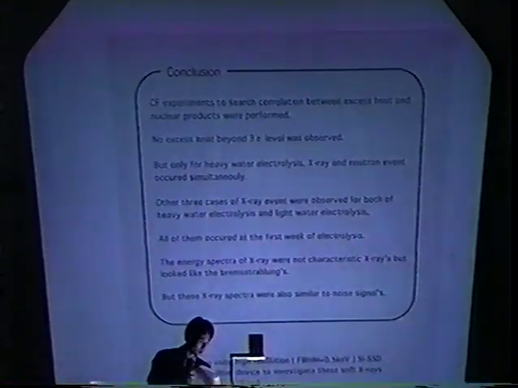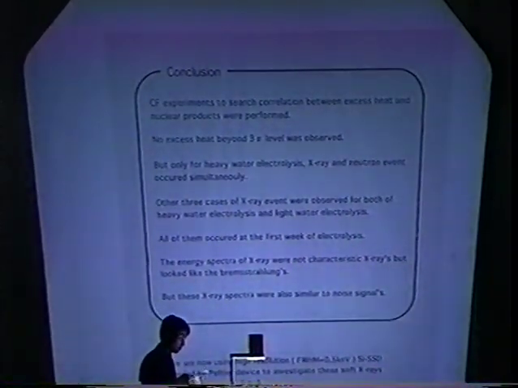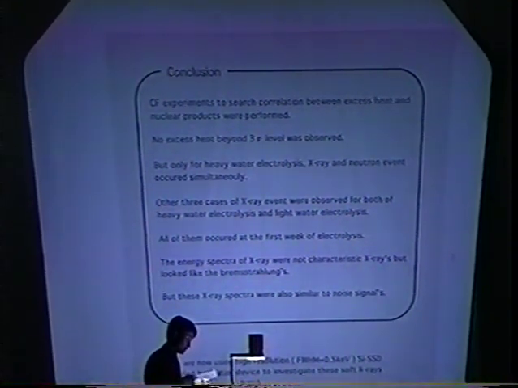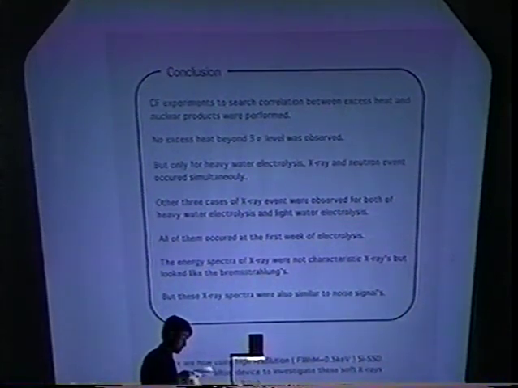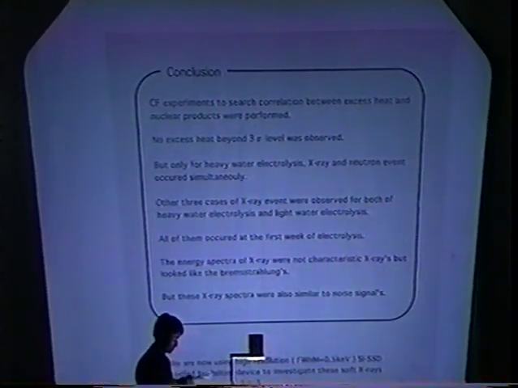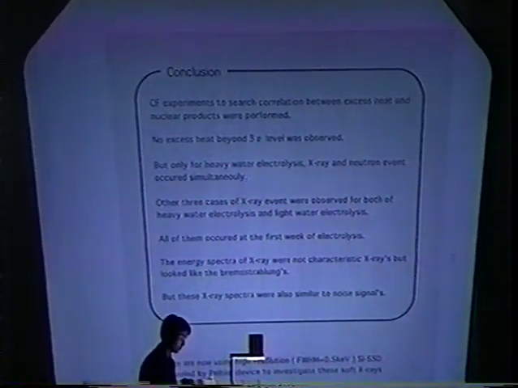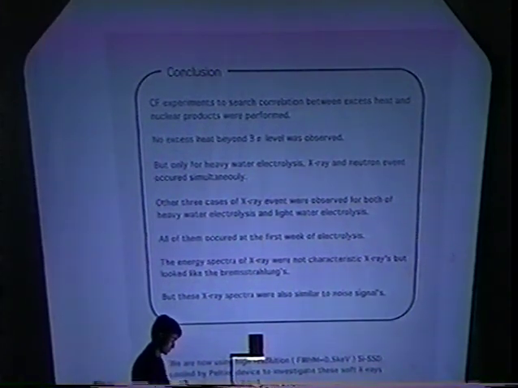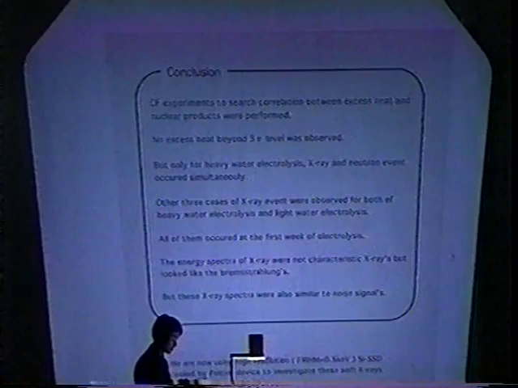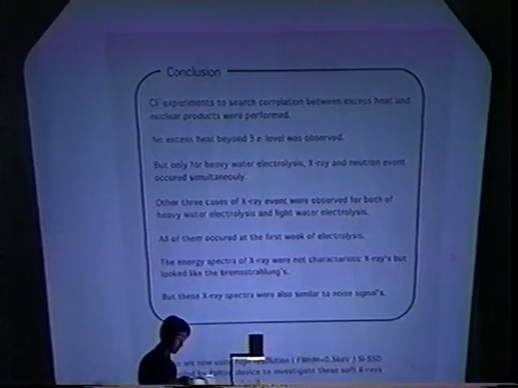Conclusion. In order to study the correlation between excess heat and nuclear product, the measurement of heat balance, X-rays, and neutrons during heavy water or light water electrolysis using silver cathode were performed. In this part, the reliable twin system was used. Above all, the X-ray measurement system for the correlation study was improved. As a result, no excess heat beyond 3 sigma level was observed.